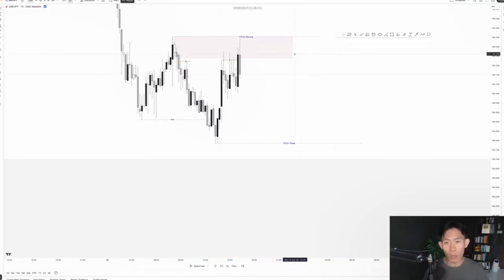So now at this point, I already developed my bias. I know what I want to trade. I know where I want to enter the trade on. So it's just a matter of waiting instead of chasing price. I want to wait for price to come to me.